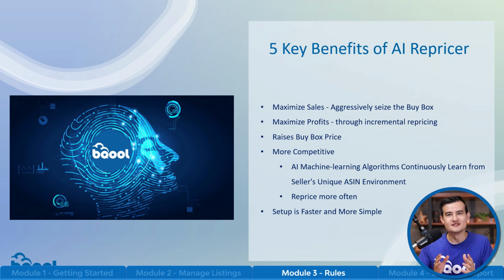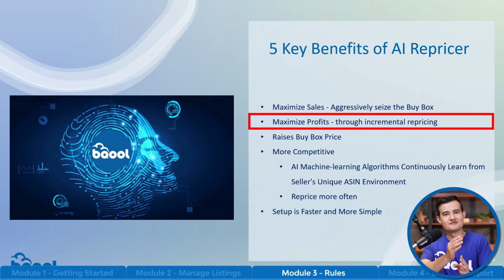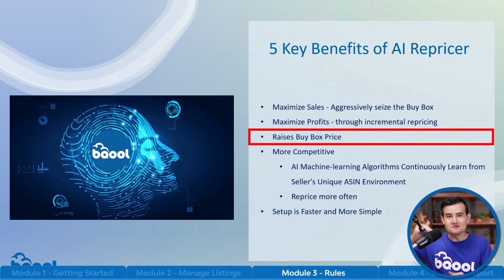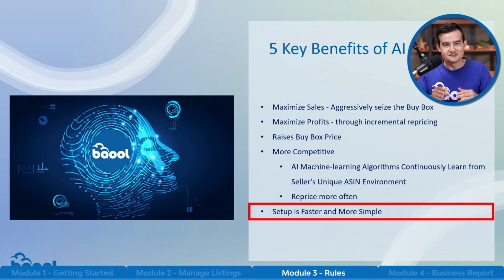So the benefit of using the AI repricer is, first, you can aggressively seize the buy box and maximize your sales. Second, you can maximize profits through incremental repricing. Third, you can raise the buy box price. Fourth, you're more competitive with AI machine learning algorithms continuously working for you, and you will also reprice a lot more, often 20 to 30 times more. Fifth, the setup is faster and simpler. It's very fast. It took me only 30 seconds to set up.